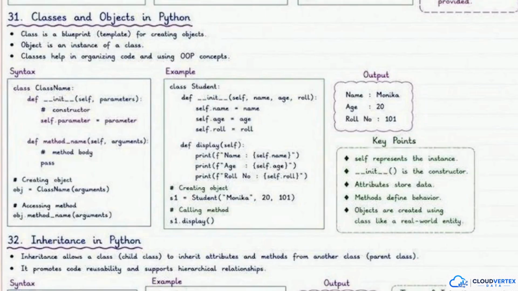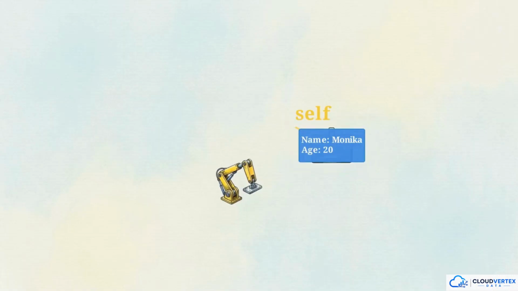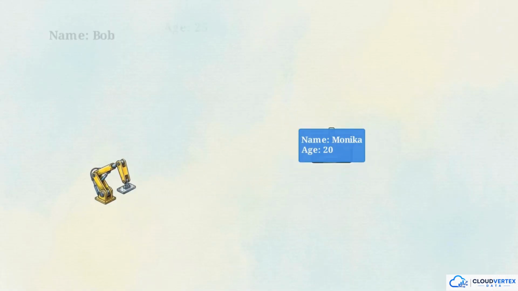The init constructor acts as the setup crew for a new object. By using the self keyword, the code ensures that specific attributes, like a student's individual name or age, are permanently attached to that specific instance, rather than floating around the program.